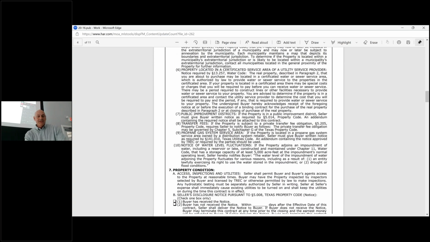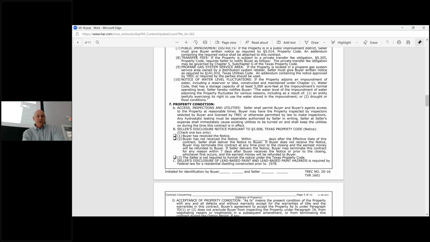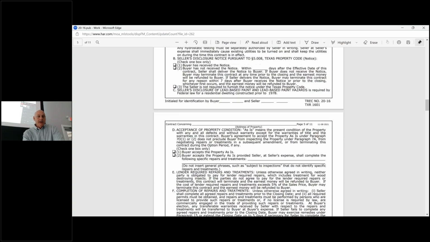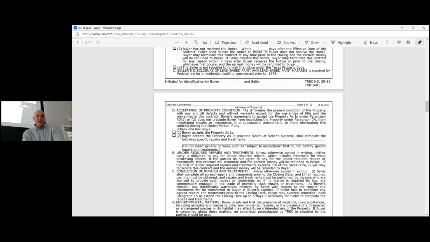There it is, paragraph 7. So check this out. Paragraph 7D, acceptance of property condition. 2 options. 1, buyer accepts the property as is. That's typically what will be checked. But look at number 2. Buyer accepts the property as is, provided seller at seller's expense shall complete the following specific repairs and treatments. Professional cleaning prior to closing. How about that? It's already got a space in the contract for it, so you don't put it in special provisions.